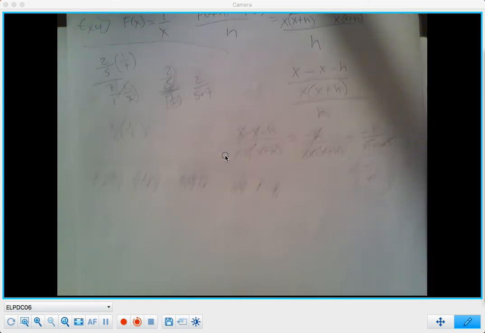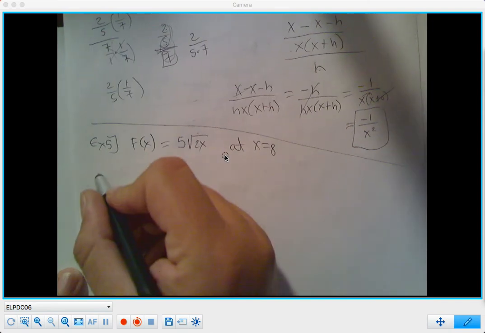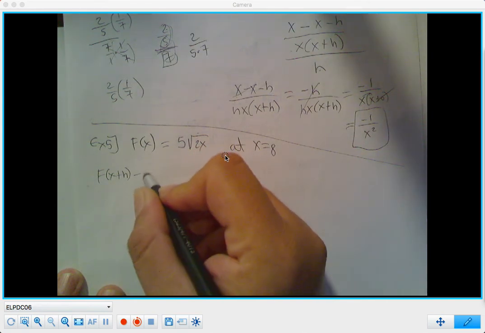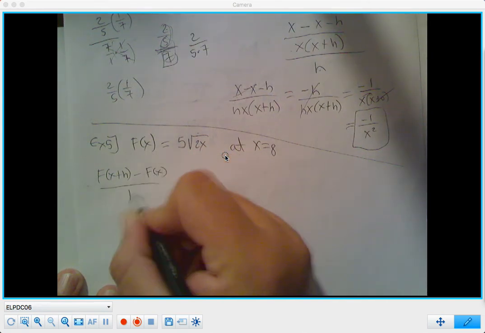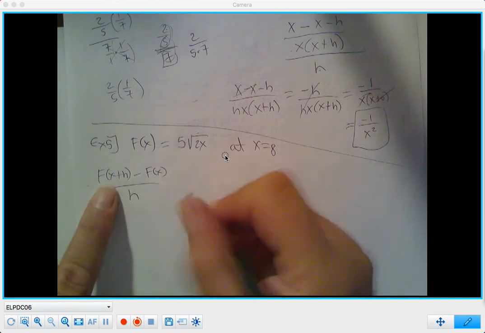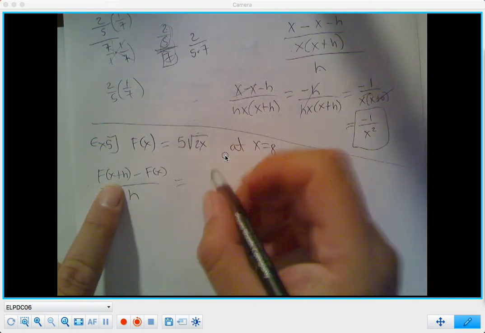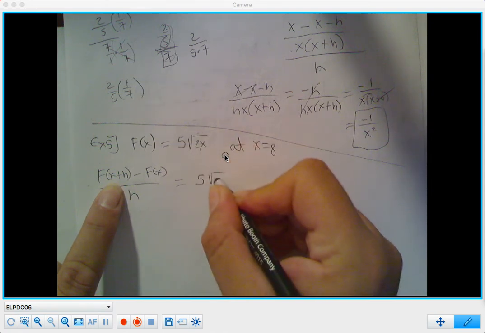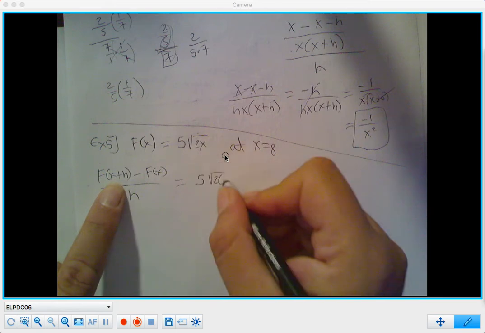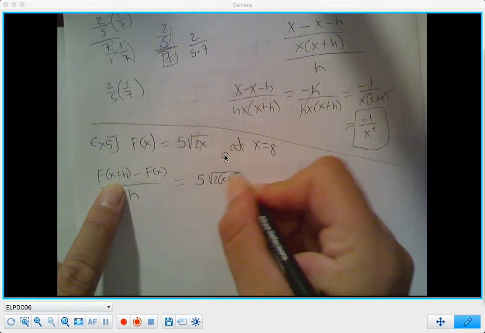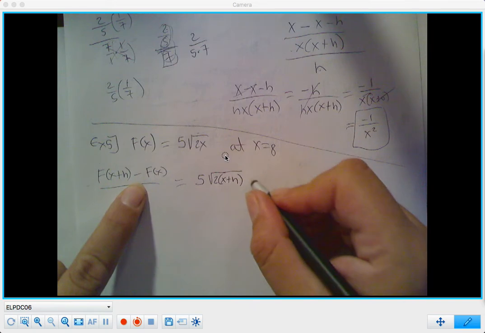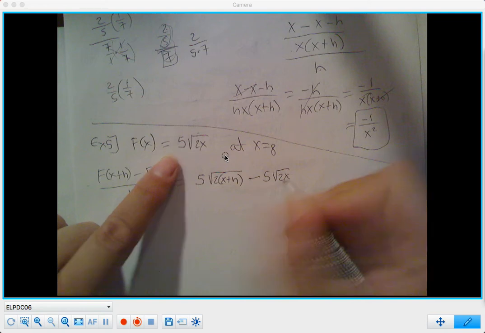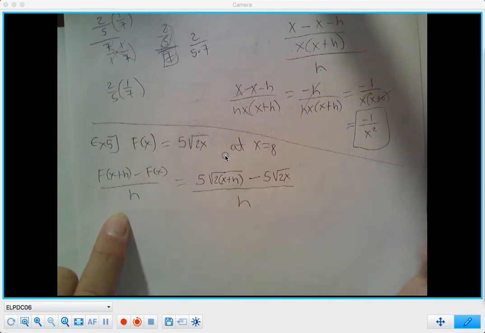Again, we start with the formula, f of x plus h minus f of x over h. This is called the definition of the derivative. And then we plug in. Instead of f of x plus h, we're going to copy this: 5 square root 2, and instead of the x, you put x plus h, minus f of x, which is this thing, over h.